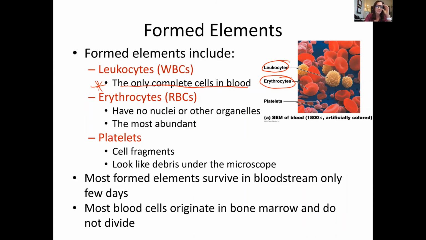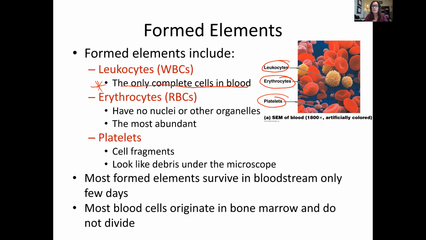And then we also have platelets, and platelets are basically little fragments of cells. So they're not complete cells either. They honestly look like little debris under the microscope. If you look at a blood stain under a scope, it looks like dirt. And so you can see the platelets here in this picture. They're tiny, and they're incredibly important in helping your blood clot. Most of our formed elements live in the bloodstream for a few days, 3 months at most.